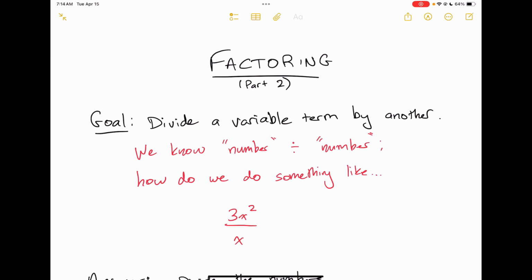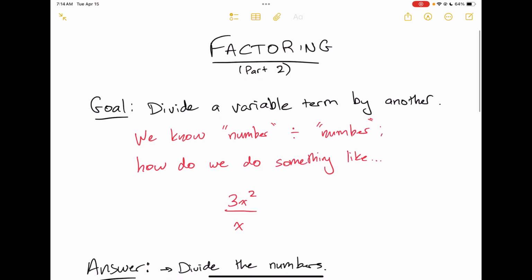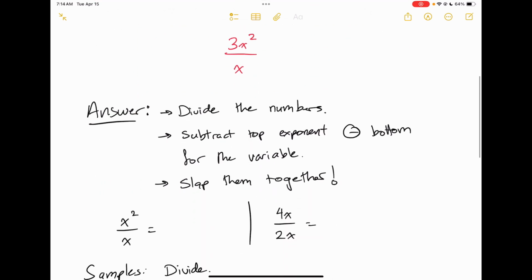We've learned about pulling out GCFs of variable terms, but another important thing when it comes to writing out factored forms for quadratic expressions is being able to divide a variable term by another. Obviously, you've done tons of long division in your time from elementary and middle school. But how do we do something like we see right here, where it's 3x squared divided by x? How does that work? How do I divide x by x when I don't know what x is? Don't fret. It's fairly simple.